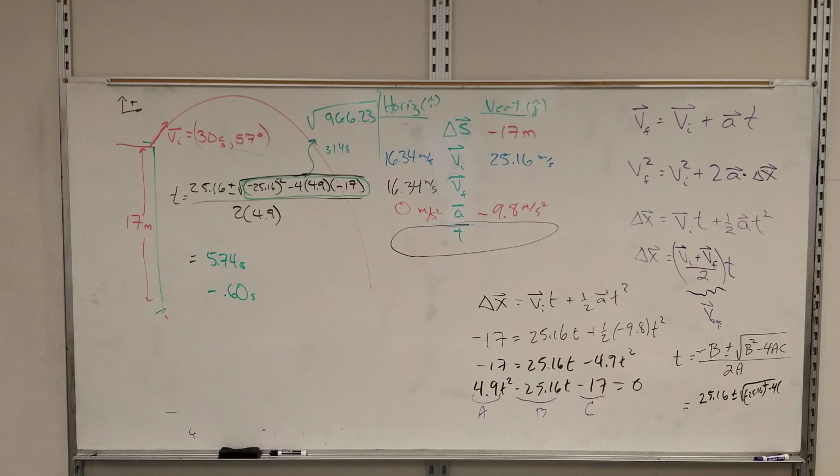All right, so we got this thing launched up. We have our time, 5.74 seconds. Now we can figure out how far out it's been shot using everyone's favorite equation. The distance it gets shot out is equal to 16.34 minus 5.74. This one's for you, Dylan. What's 1/2 times 0 minus 5.74 squared?